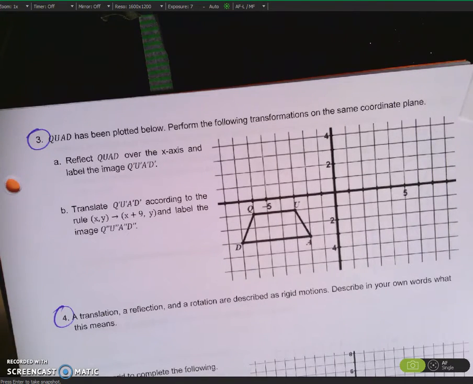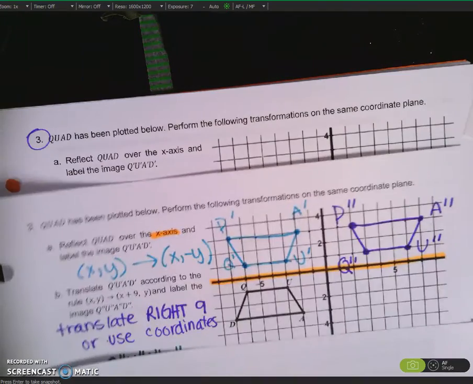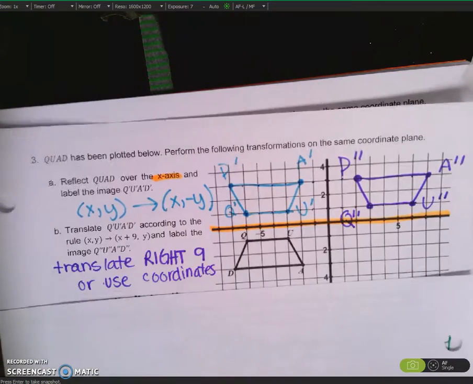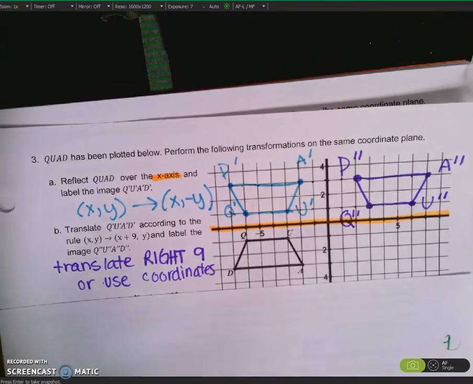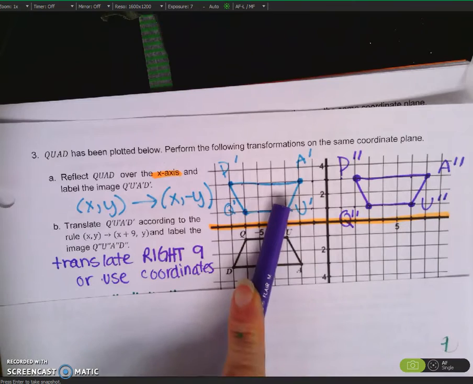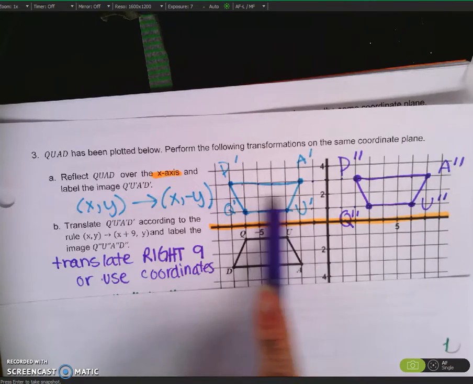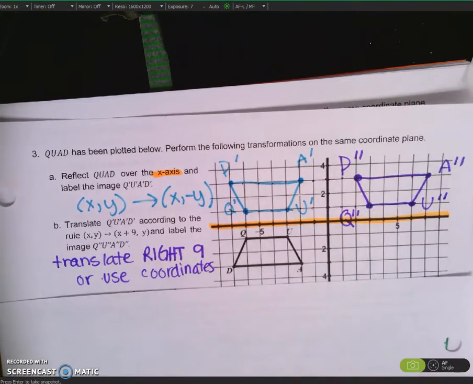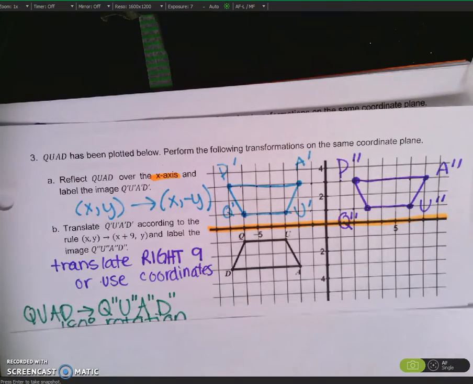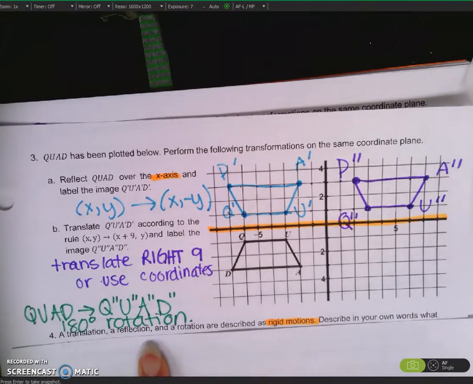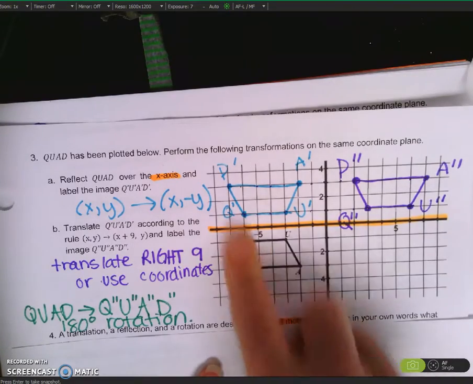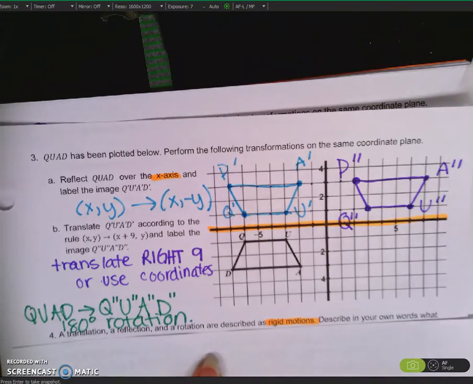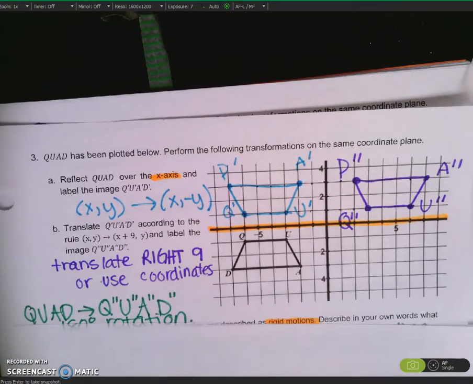Okay, let's take a look. Number 3. When we first reflected across the x-axis, we followed the rule xy is mapped to x comma negative y. Then when we translated 9 units to the right, we notice we could have just done a 180-degree rotation to end up with the same. Pretty cool.